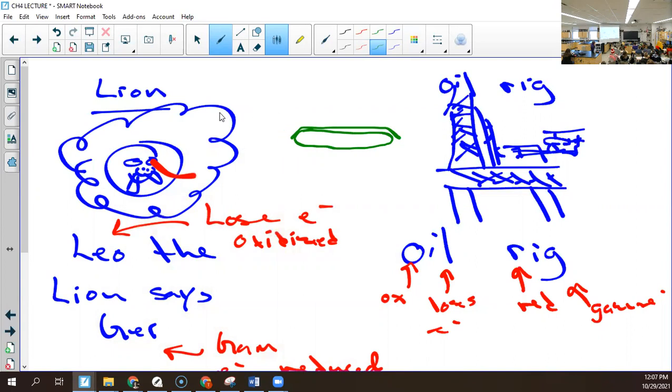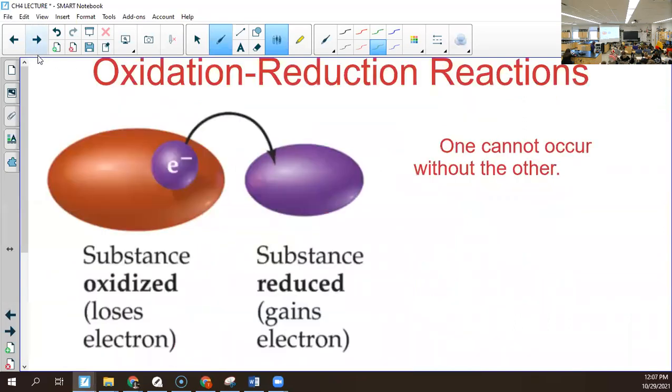Okay, not oil rigs. Are we all right so far? Okay, next. All right, so you need to understand the following. Oxidation cannot happen without reduction and vice versa, because you can't gain an electron unless something lost it, because electrons don't just spontaneously exist. They had to have come from somewhere.